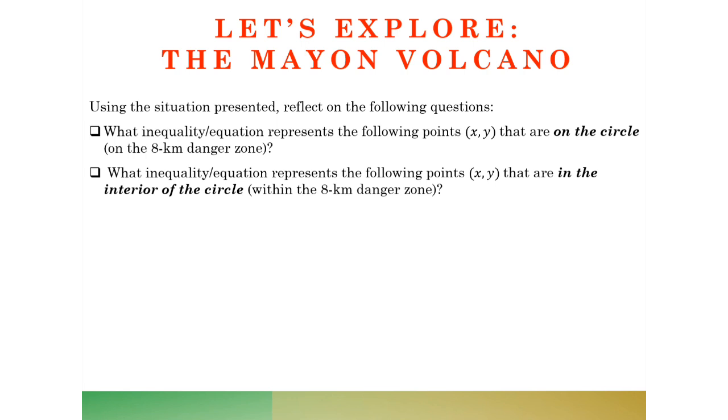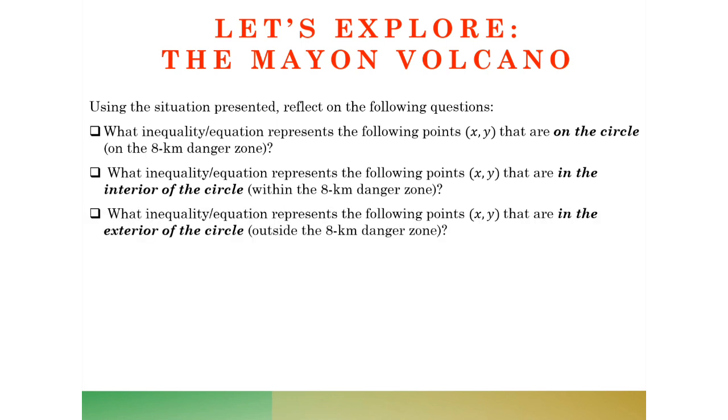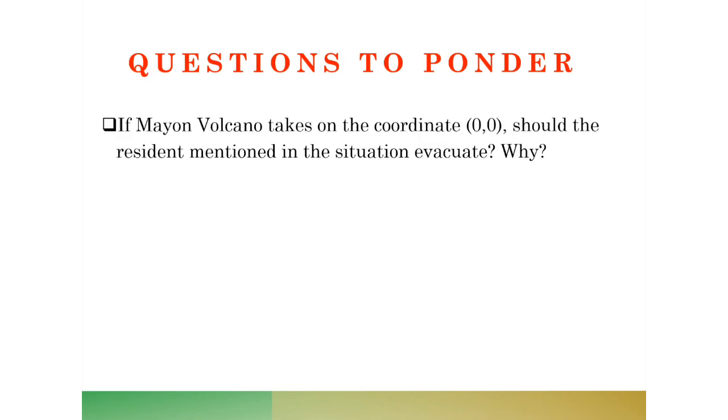This is just an introduction to it. We're not gonna dive in much with this one, but it's simple substitution. So let's say that the Mayon volcano is located at (0, 0). Should the resident mentioned in the situation evacuate and why? It's an important detail that if you put the Mayon volcano at (0, 0) and the description earlier was given 6 kilometers east and 7 kilometers south, that makes that resident's coordinates be (6, 7), because 6 kilometers east, that's going to the right side, then 7 kilometers south, that's going down. So the coordinates is (6, 7).